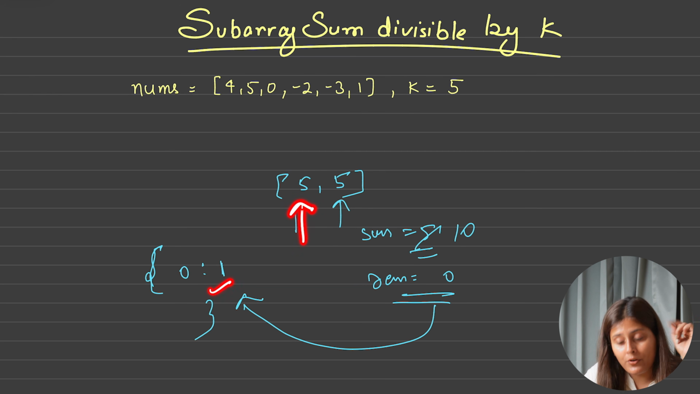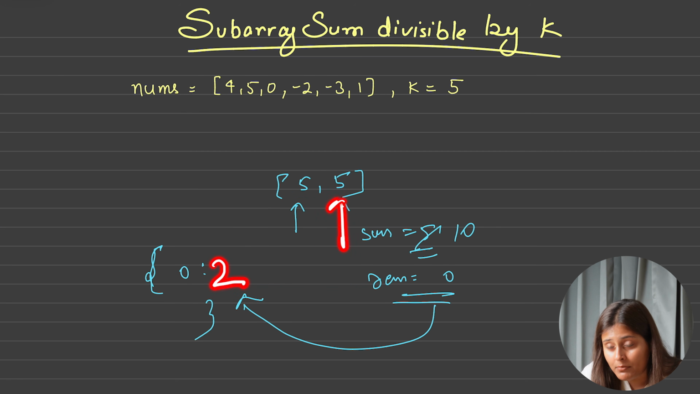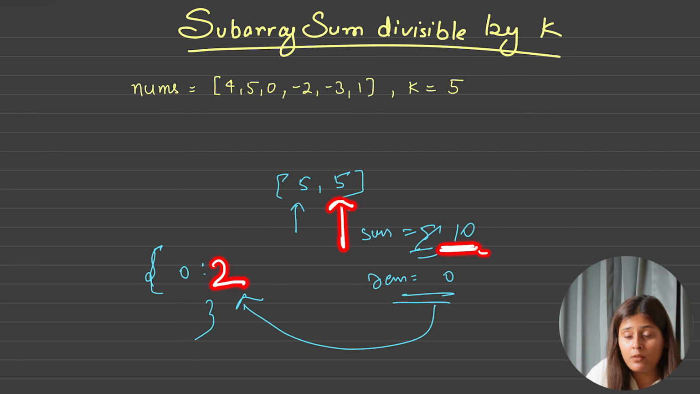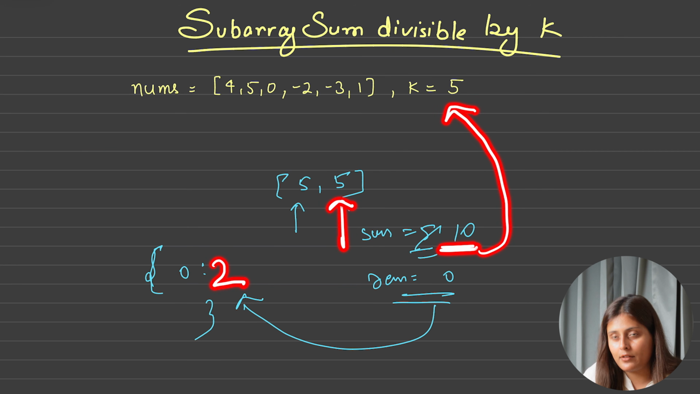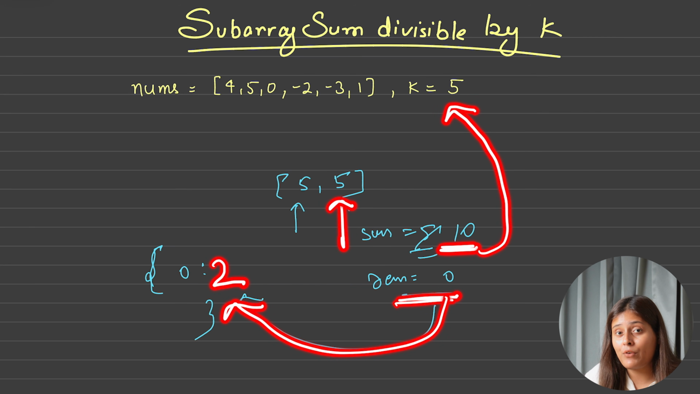So before moving forward you have to update this 0. Yes, so I will update this 0 to 2 now. And when I move here, the summation will become 10. And 10 is perfectly divisible by k. What is the remainder? Remainder is 2. And what is the frequency in the map? 2. Means till now we have found 2 such summations whose modulo was 0.